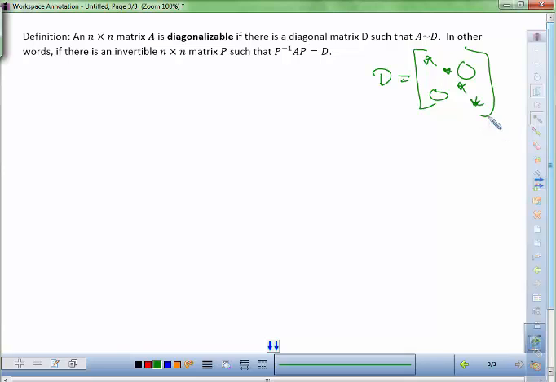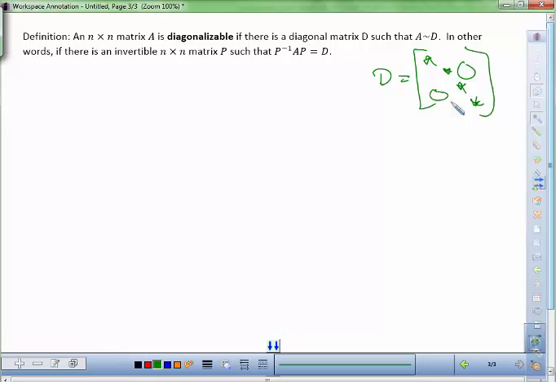The determinant. The product of the diagonals is exactly the determinant. What else? Something else about the diagonal. Their eigenvalues. If you have a diagonal matrix, then the entries in the diagonal are exactly your eigenvalues.